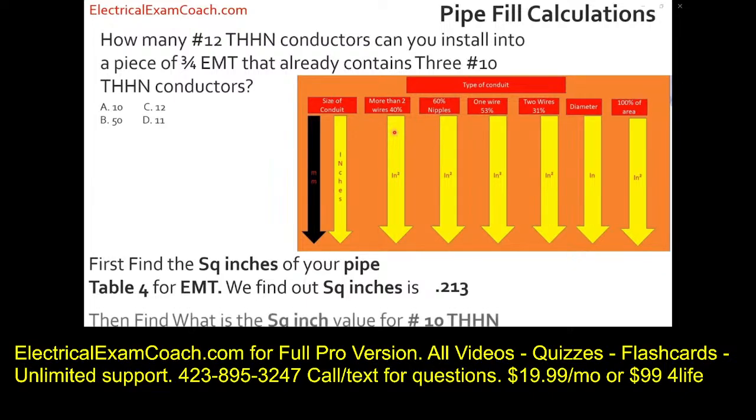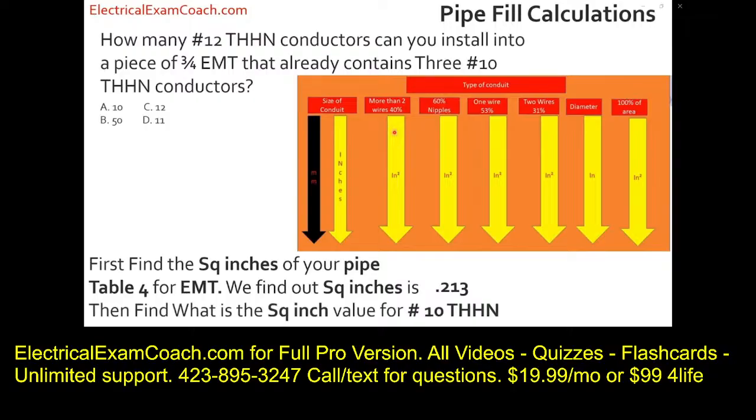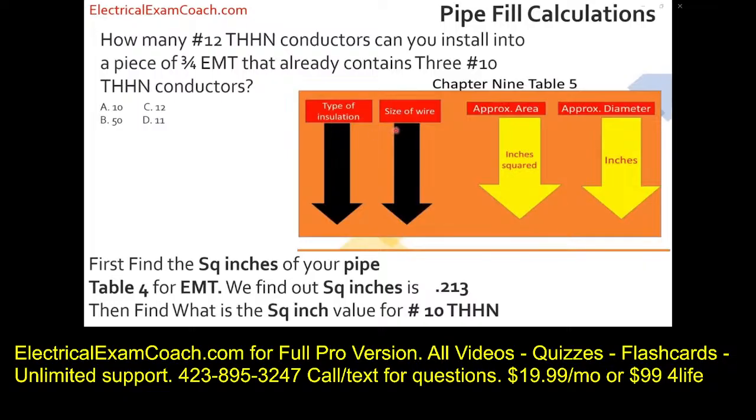Now we need to find what we already have, which is the number 10s. We're going to head over to Chapter 9, Table 5, and when we get there, we're going to start on the left-hand side and find our type of insulation. We're going to cross over and find our size of wire. Then once we find that, we're going to cross over to the approximate area. And each individual number 10 is 0.0211 square inches.